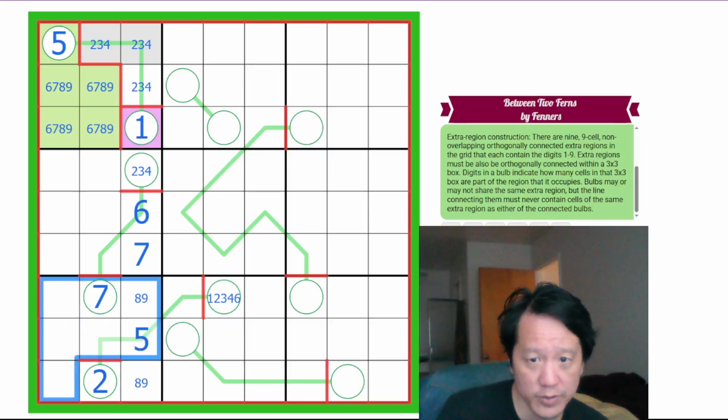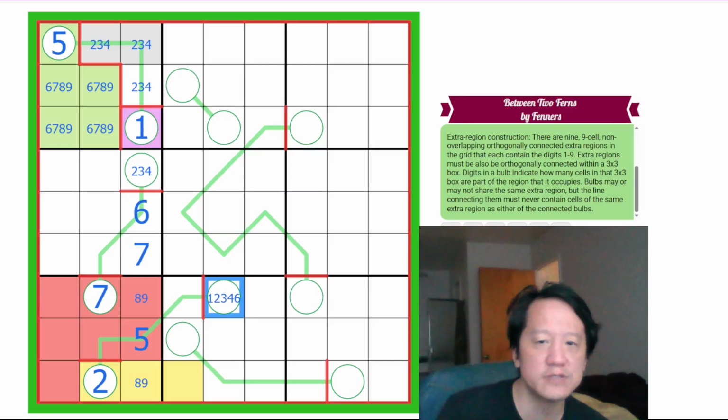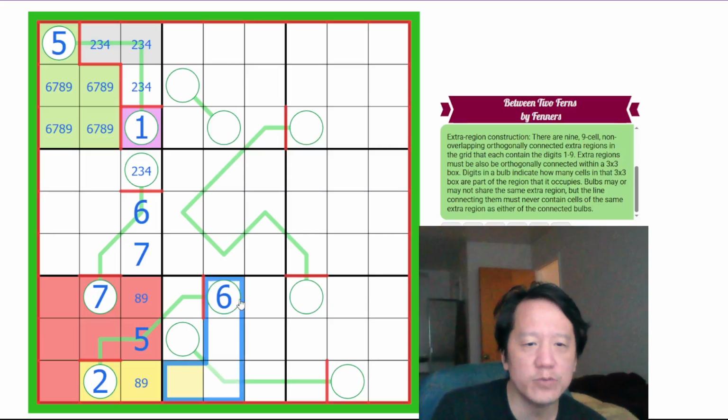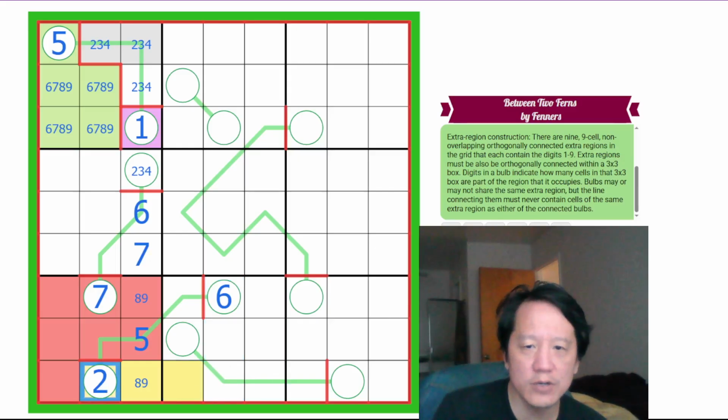These must all be part of one region. 2 must go out here. This has to be 6. Oh, yellow can be part of the 6. That's how it works. Gotcha. Okay, that makes a lot more sense.